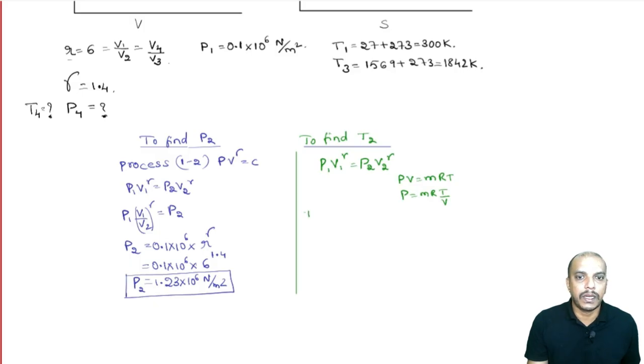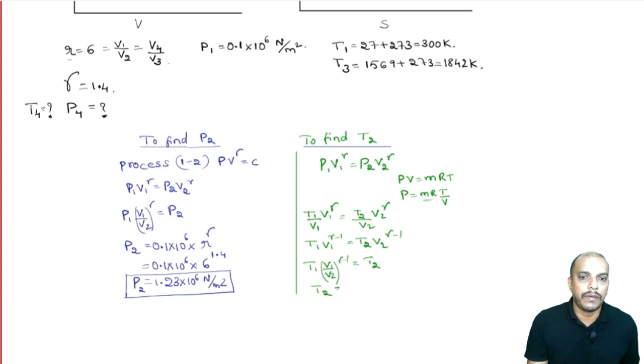So, in place of pressure, I will use T1 by V1 to the power gamma, because mR gets cancelled out on both sides, as mR is constant between 1 and 2. For a closed system, wherever you take it, the mass and the characteristic gas constant remain the same. So, in place of P2, it is T2 by V2 to the power gamma. So, T1 V1 to the power gamma minus 1 is equal to T2 V2 to the power gamma minus 1, or you can say T2 is equal to T1 times (V1 by V2) whole power gamma minus 1.